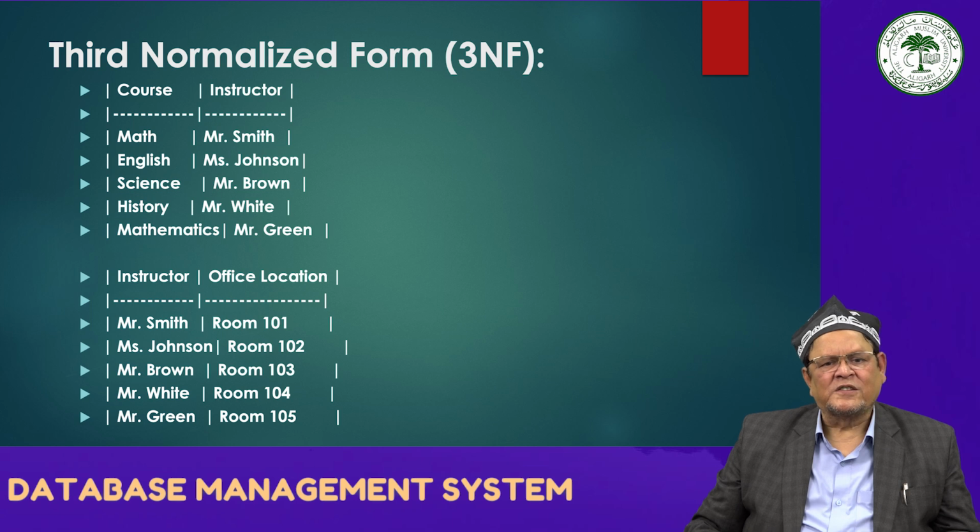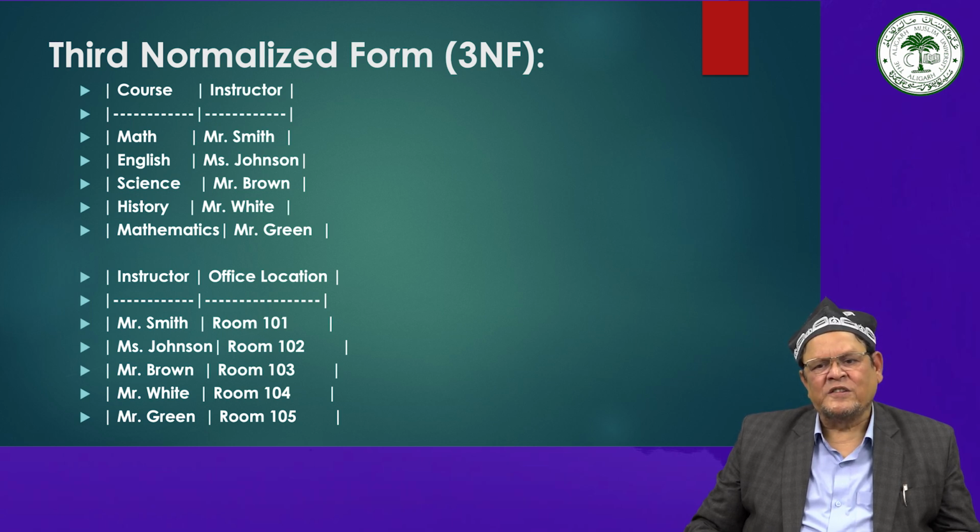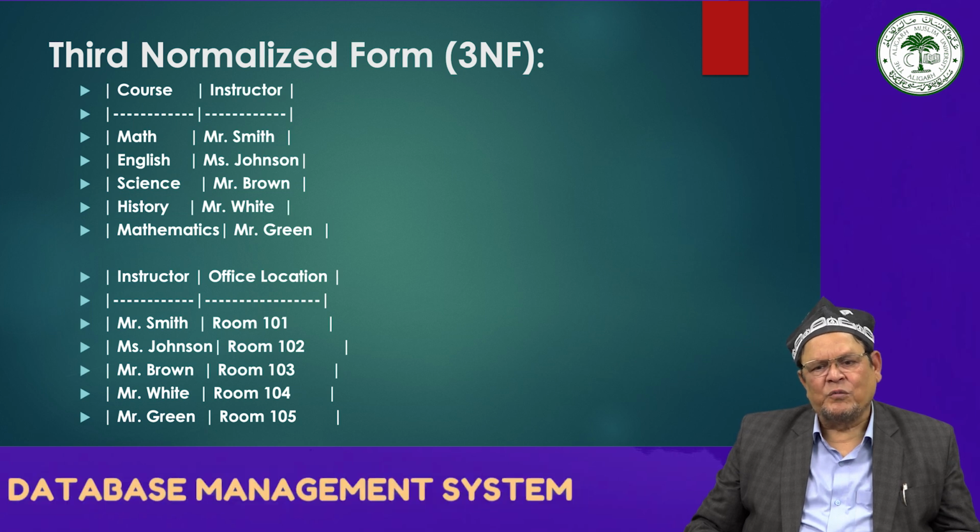Finally, let's discuss third normal form, which eliminates transitive dependencies. In our previous example, suppose we add the instructor's office location. However, the office location depends only on the instructor, not on the course or student. To bring it into third normal form, we will split the table further to ensure that each non-key attribute depends only on the primary key.